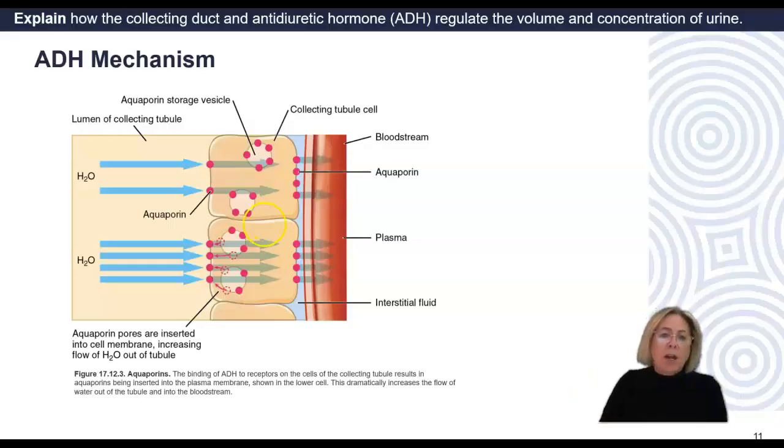blood pressure, it travels all the way down to the cells of the collecting duct, where it binds to receptors on those cells to cause the insertion of these aquaporin pores into the cell membrane, and that then will increase the flow of water out of the tubule. And the reason, and I keep repeating myself, the reason you can have that increased flow of water out of the tubule cell to be recovered by the blood is because of that concentrated interstitium that's present.